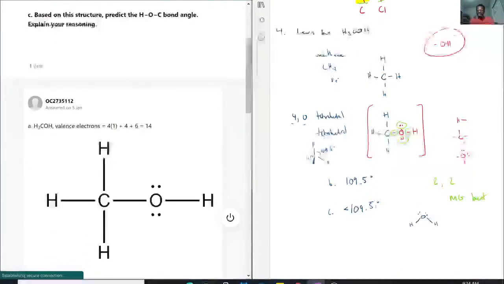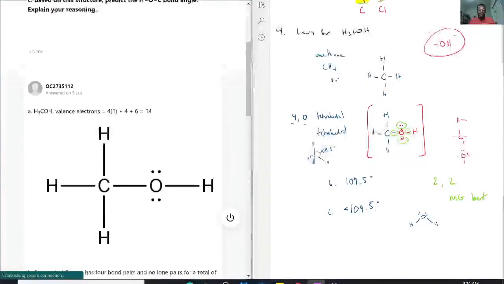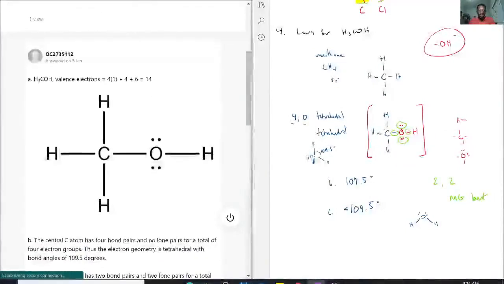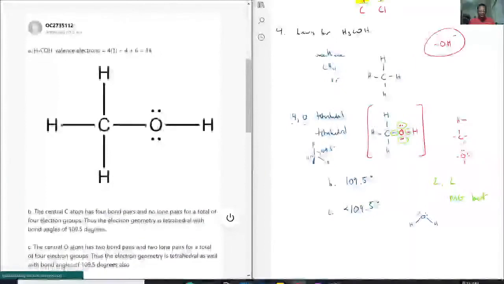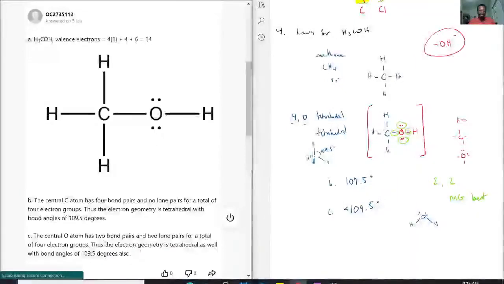Exactly. So this is what they have here as well for methanol. And they say it has 4 bond pairs and lone pairs. So the electron geometry is tetrahedral with bond angles of 109.5 degrees. I would actually use molecular geometry, because now we'll see if they got the right answer for the next part. So it has 4 electron groups, and that's what I was afraid of here. They based it off the electron geometry. It is tetrahedral as well for the electron geometry, but the bond angles, like I said, although it'd be close, it wouldn't be exactly 109.5. It'd be a little bit less.